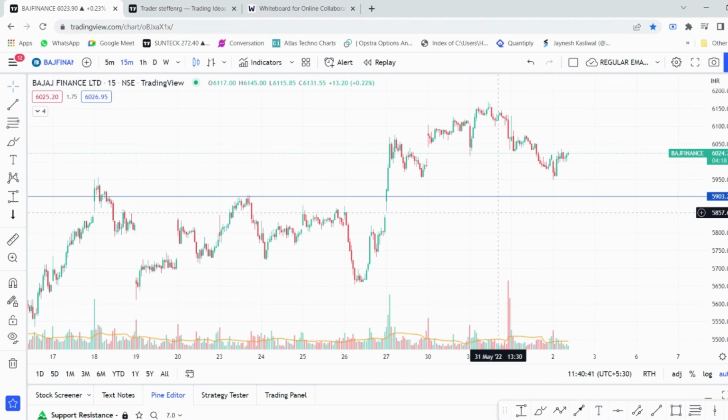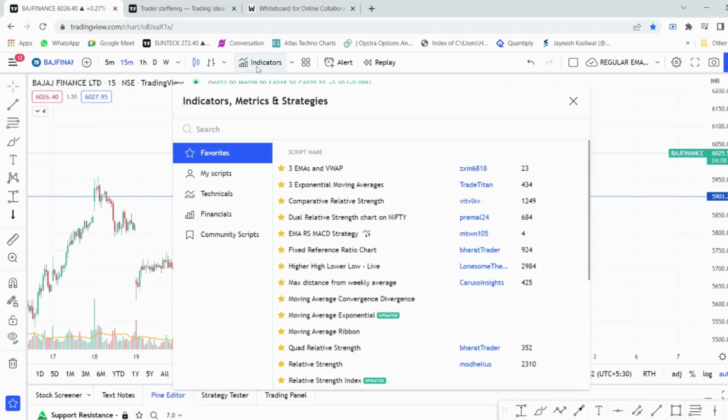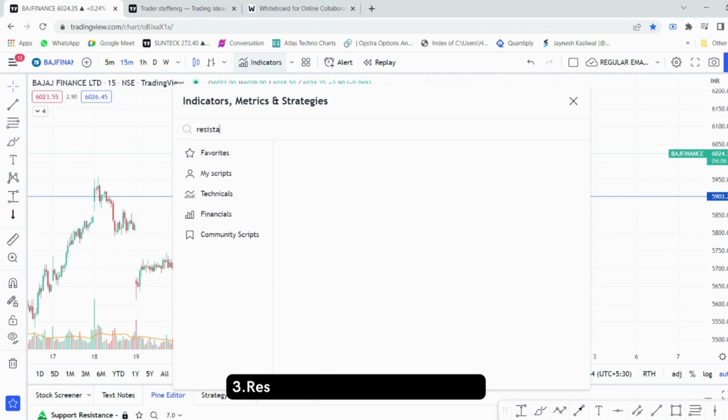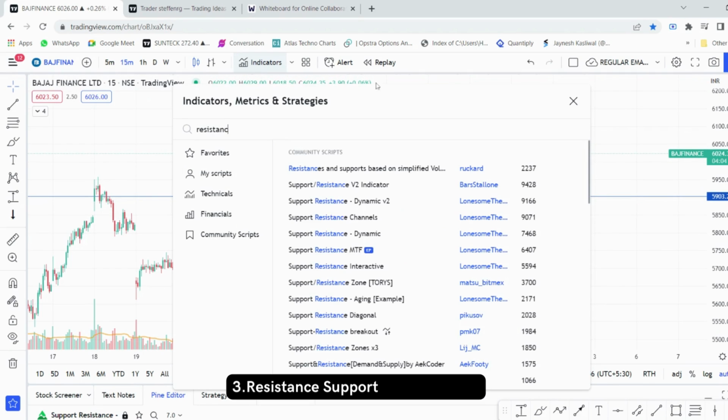If you are trading intraday, then you understand how much is the problem if you are using multi time frame analysis to mark different support and resistance at different time periods. So go to the indicators section and type here resistance and support. Now, once you type support and resistance, basically we are going to select the indicator by lonesome, the previous guy only, which has around 9,166 members using it.